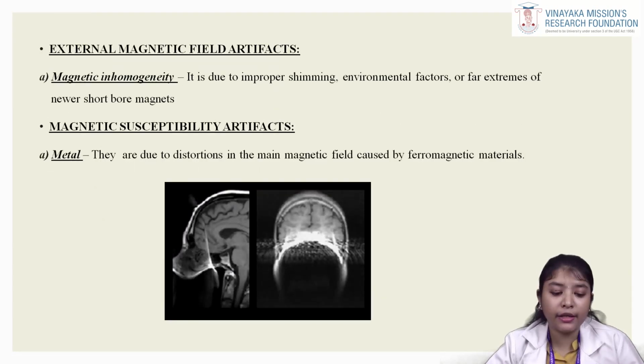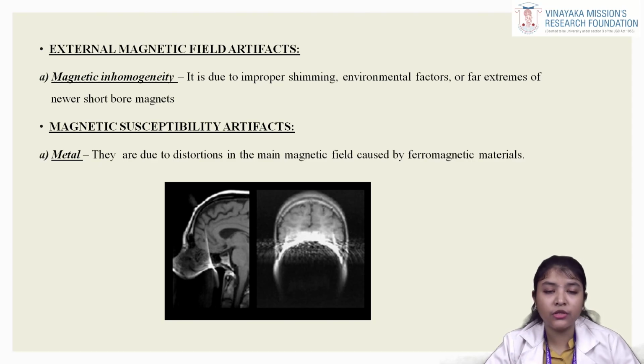Then external magnetic field related artifacts. Magnetic inhomogeneity is due to improper shimming and environmental factors that cause the artifact. And magnetic susceptibility artifact is mainly due to metal. This causes distortion in the scan.